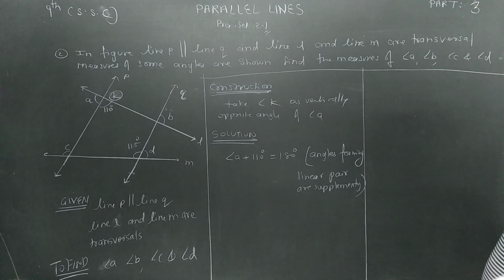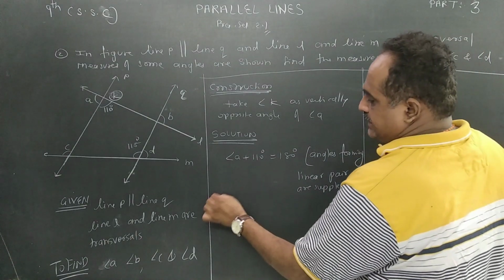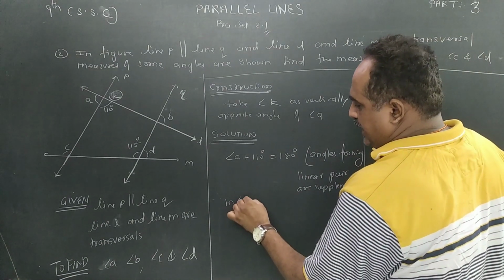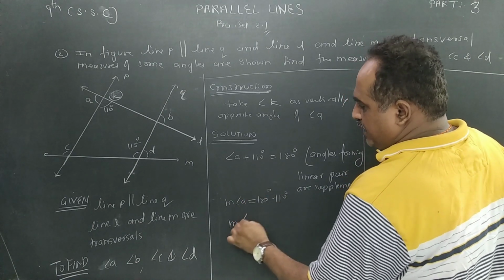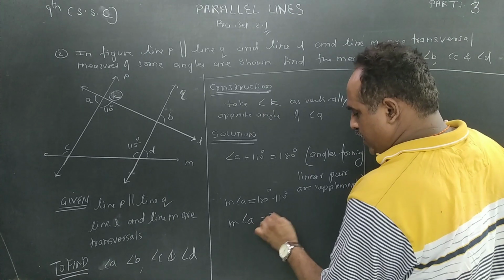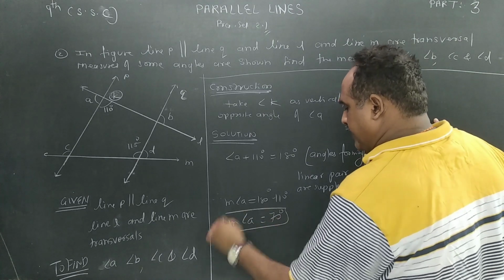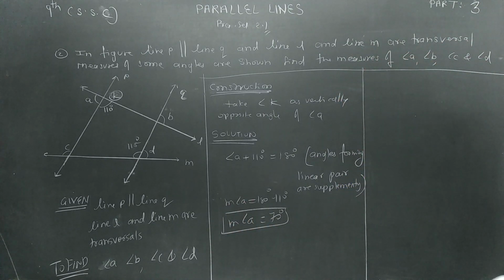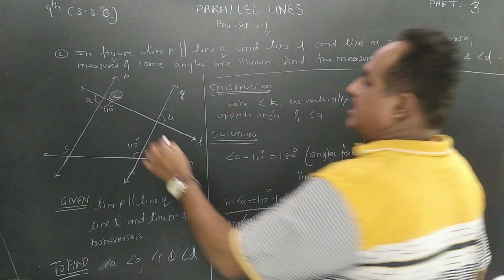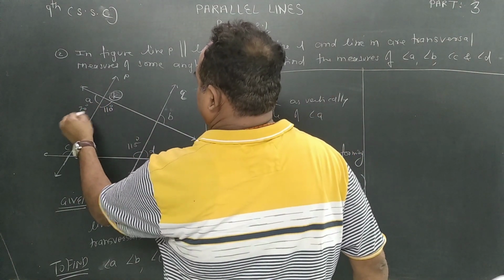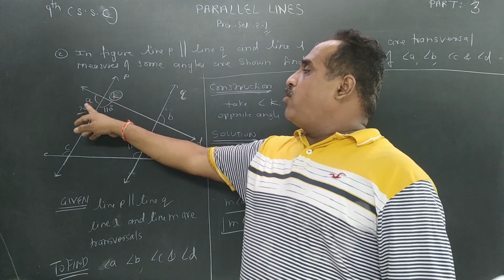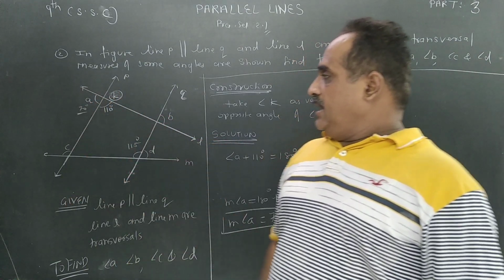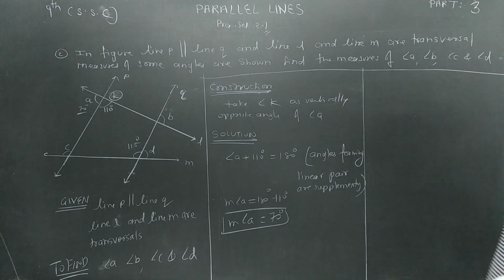Angles forming linear pair are supplementary. Therefore, what you get? Angle A is equal to 180 minus 110. The measure of angle A is equal to 70 degree. So we got angle A as what? 70 degree. अब हमने K लिया हुआ है, तो K को हम लोग जज कर सकते हैं, correct? But that we have taken as a construction.